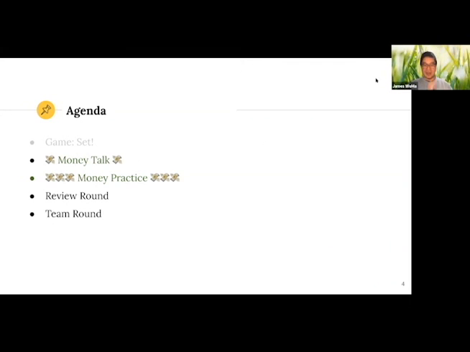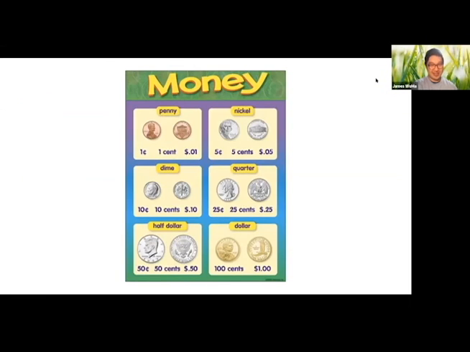Get on to the bulk of it, the money talk. Okay, the stuff that you'll probably have to deal with the rest of your life. Okay, so something to know for all these problems are these different currencies.